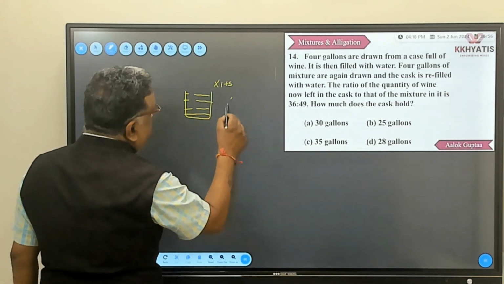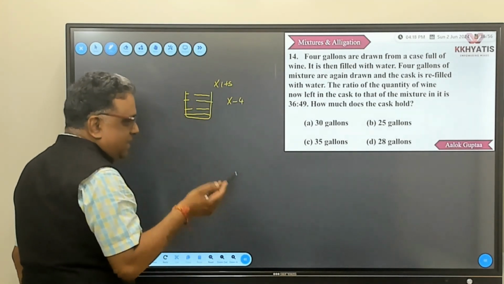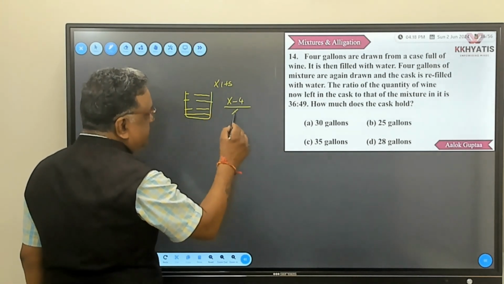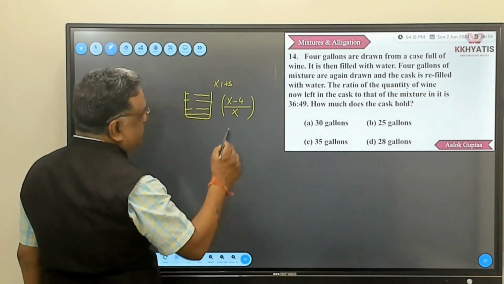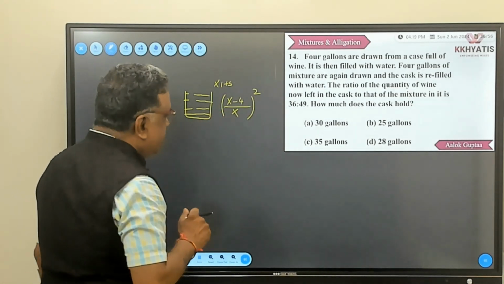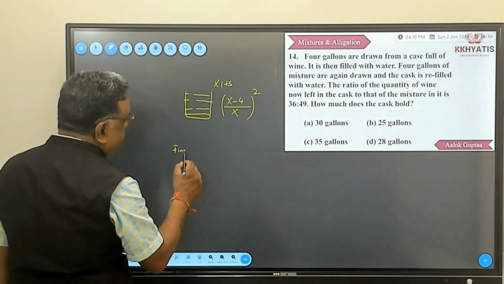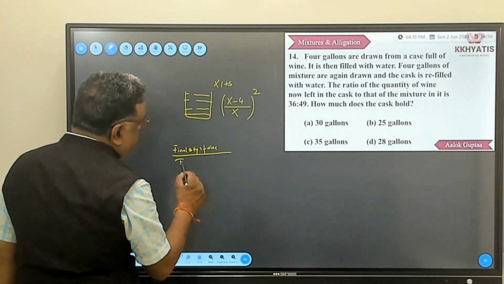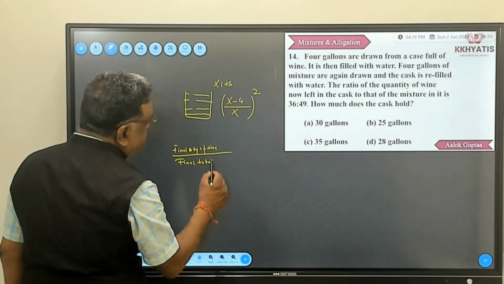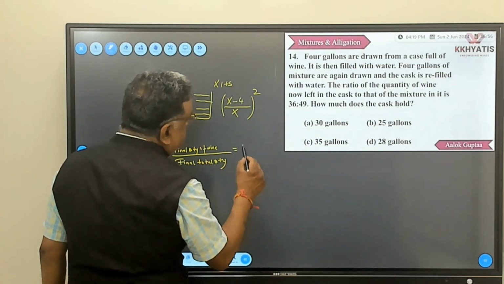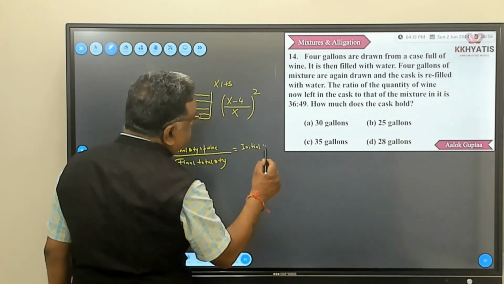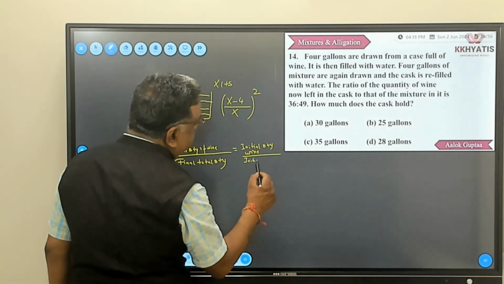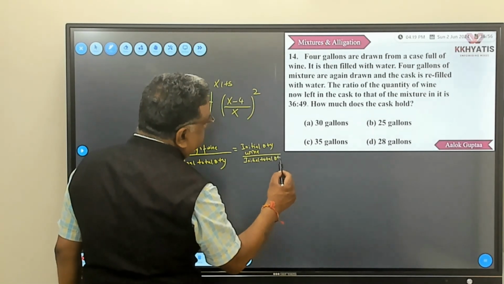How much wine did we remove? We removed 4. So what is left? Fraction left. X minus 4 is left out of X. So this is the fraction which is left. And this process was repeated 2 times. So this will become square. So what I can say is final quantity of wine upon final total quantity is initial quantity of wine upon initial total quantity into fraction left.